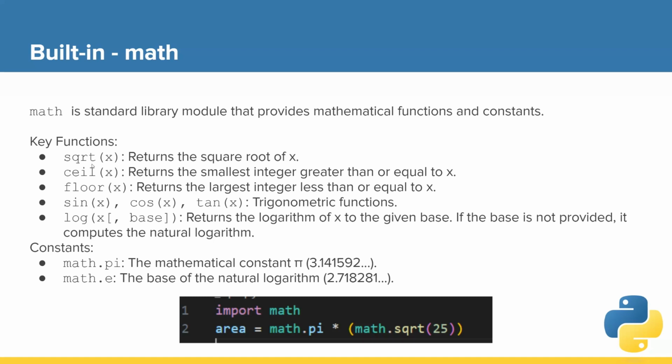We can use it to return the square root of a number. The ceiling function returns the smallest integer, so a whole number, greater than or equal to x. The floor function returns the largest integer less than or equal to x. So it's as if we're rounding down with floor, or ceiling for rounding up. Sine, cosine, tangent, log. So lots of other methods in the math module, but wanted to make sure you're aware of this and show you a few of its use cases.